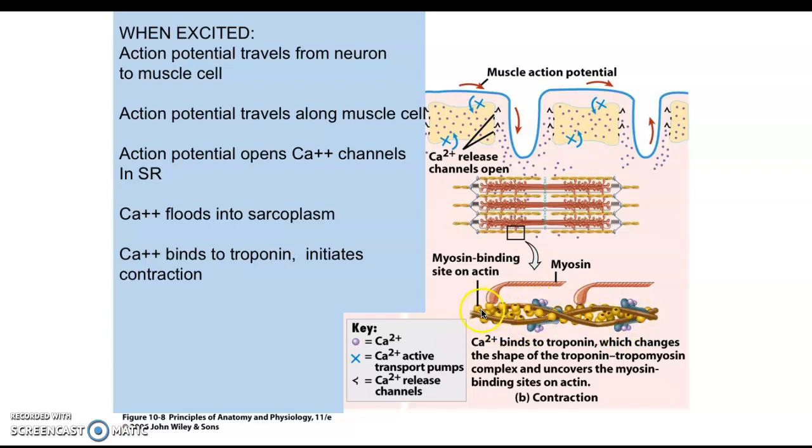Now that the active sites on the actin molecules are available and not occluded, we can have cross-bridge formation between the myosin head on the thick filament and these active sites, and then we can initiate sliding filaments and muscle contraction. So during our excited state here, this is what we're seeing: calcium is released from the sarcoplasmic reticulum, and then it will initiate muscle contraction.